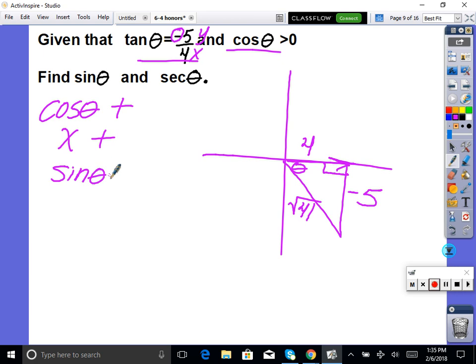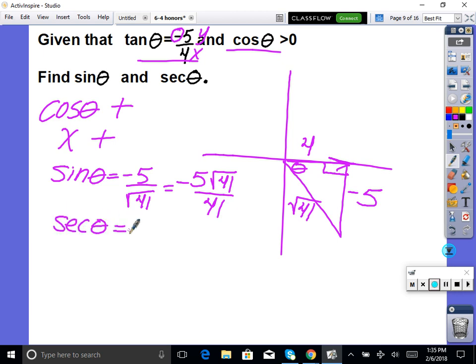So you'd say sine of theta is opposite over hypotenuse, which would be negative 5 over root 41. What would that rationalize to be? Perfect. 5 and 41 don't simplify, so you're done. And then you say secant is the reciprocal of cosine. Cosine is adjacent over hypotenuse. So then you'd reciprocate that, hypotenuse over adjacent. Pretty easy stuff.